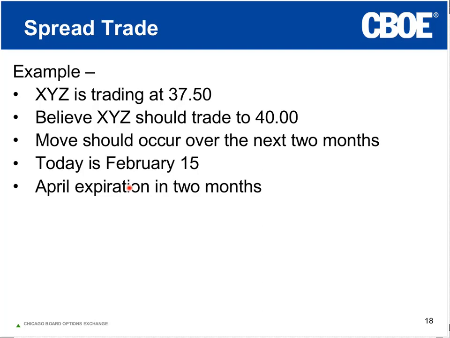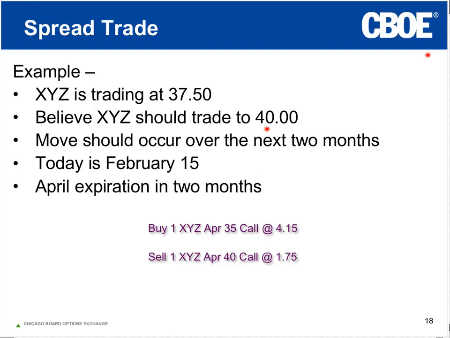And with that outlook, we've got the stock at 37.5 and we think it's going to trade up to 40. We decide to buy one of the April 35 calls and pay $4.15 for it. And at the same time, we're going to sell one of the April 40 calls. We're buying a 35 call and selling a 40 call. And when we sell that option, we're going to take in $1.75. And again, this outlook, our price target, where we think the stock's going to be, is right there at 40 at expiration.